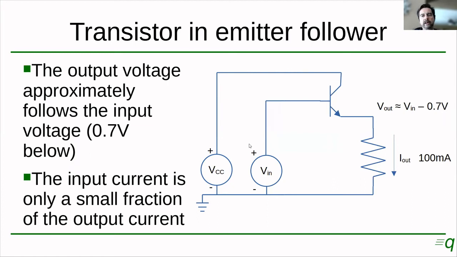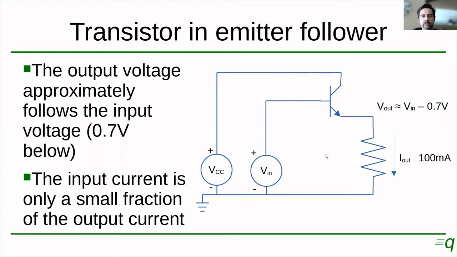Now here we have a Vin, an input voltage, some kind of signal that we are feeding to the base of the transistor. And we're taking the output from the emitter of the transistor. And we have here a resistor that is representing whatever next circuit is following this transistor. And let's assume that this resistor is making the emitter current to be something around 100 milliamps.